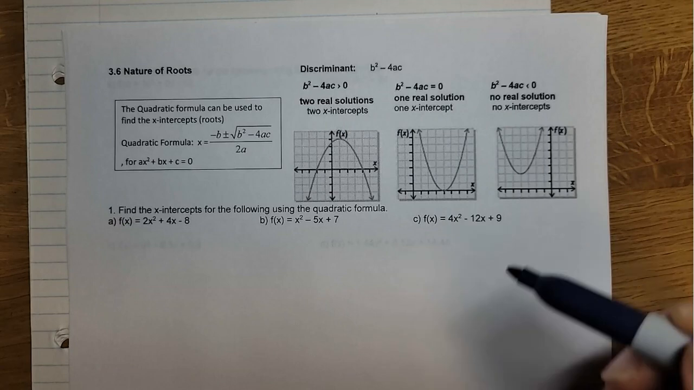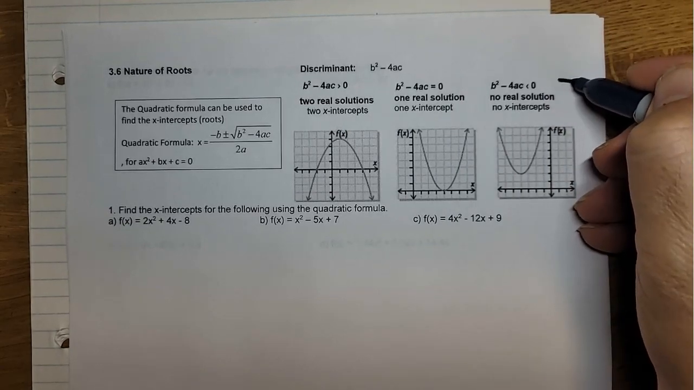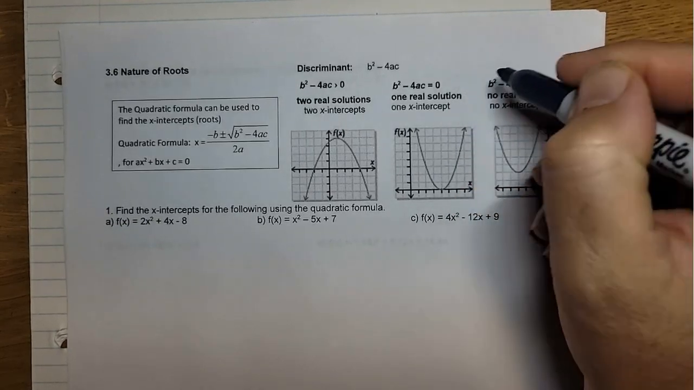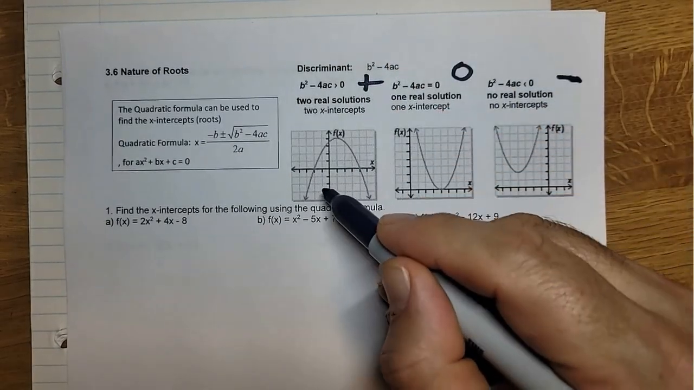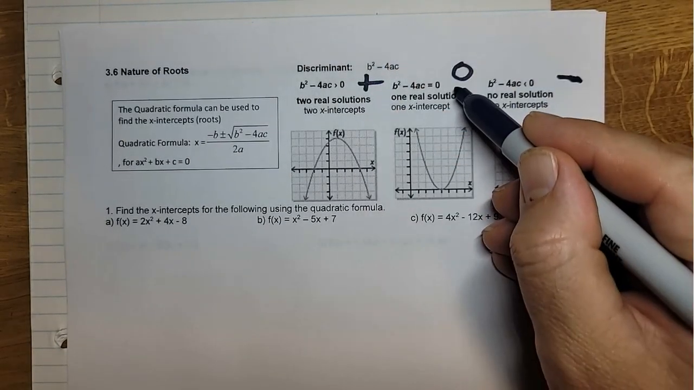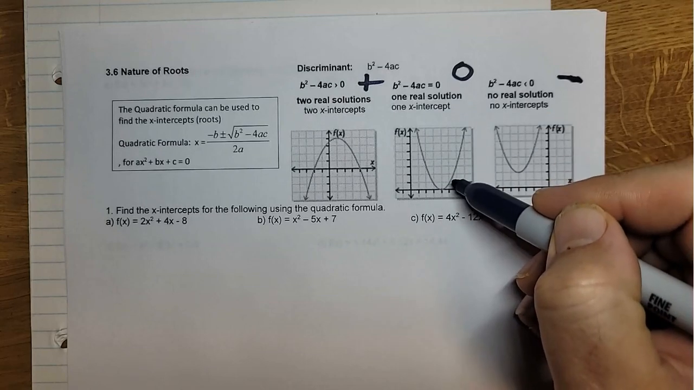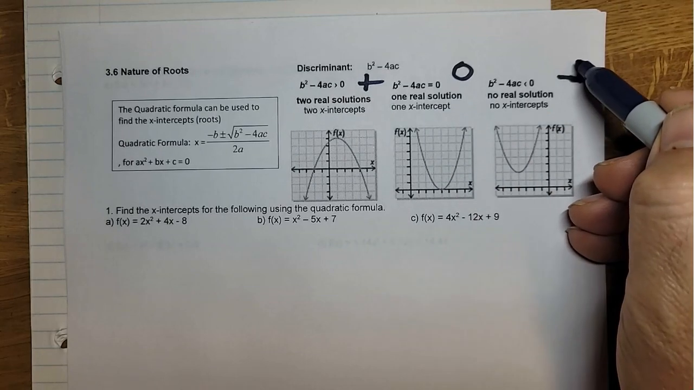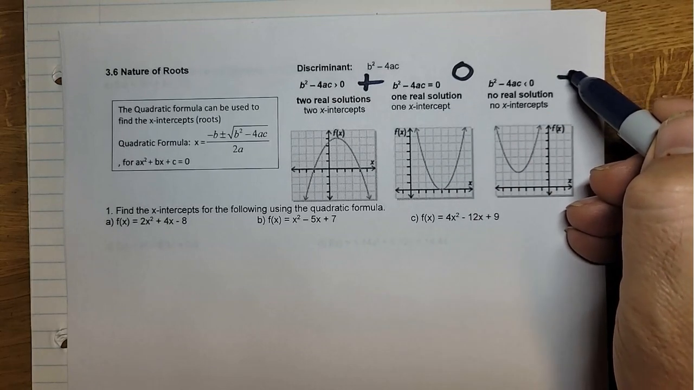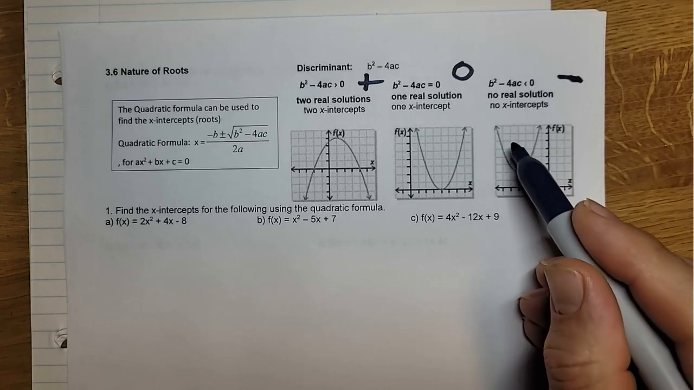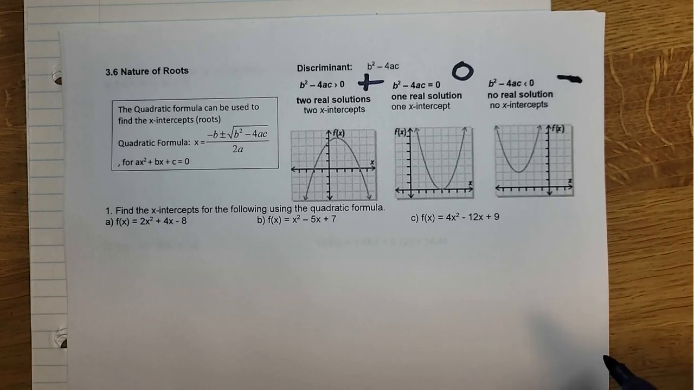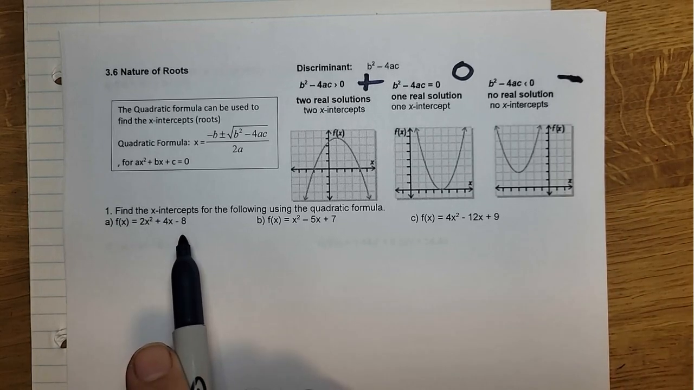So again, this is negative, this is 0, and this is positive. So positive hits twice, 0 sits on the axis right there, and negative, you won't have any x-intercepts, because the graph is above the x-axis. So we're going to begin with this first question.